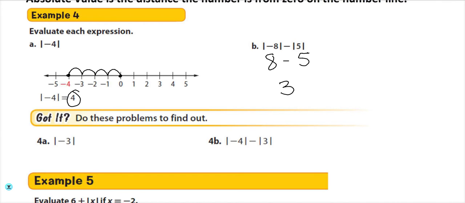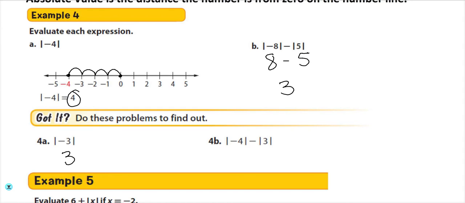All right, let's take a look. So we have 4a, which is the absolute value of -3. So again, if I use my number line from up above, if I start at -3 and I jump towards 0, I'm going to end up with 3 jumps. So the answer is 3. Okay, let's look at 4b.